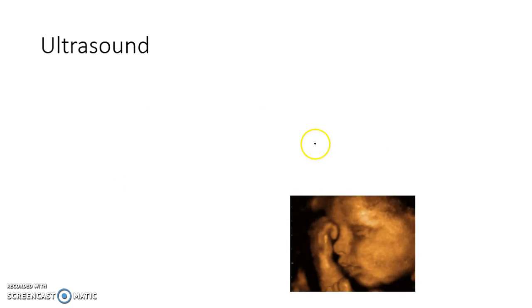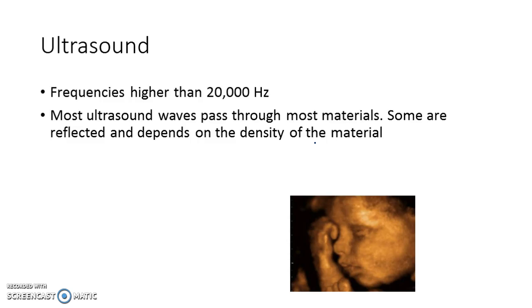Whew. Okay, two last things we need to know about sound: ultrasound and then sonar. So ultrasound, remember its frequency is higher than 20,000 hertz. Most ultrasound waves pass through most materials. Some are going to be reflected, and it all depends on the density of the material. The more dense it is, the more chance it has to be reflected. The less dense it is, it'll go through. And these reflected waves will give these pictures.